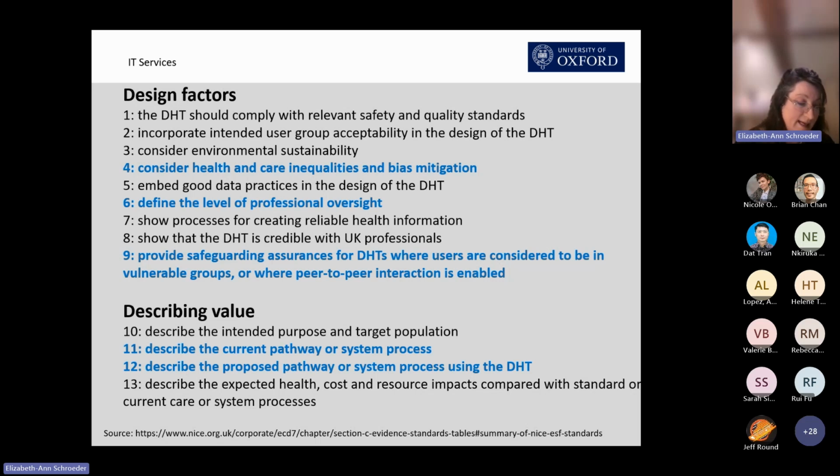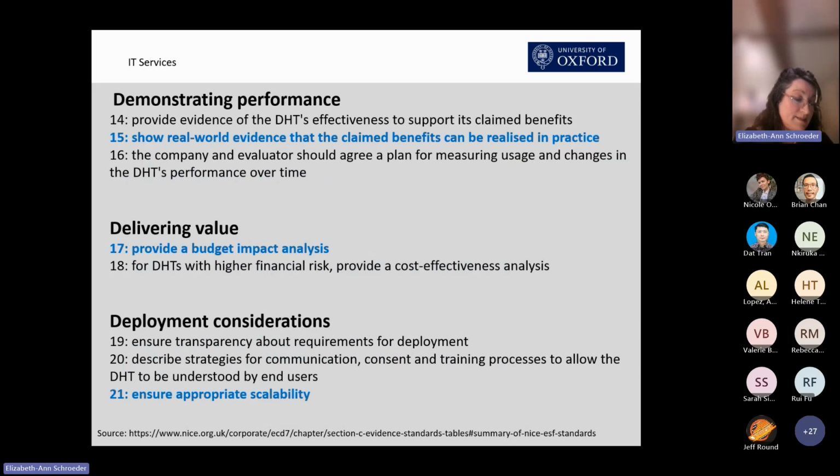They're interesting, but I've highlighted some that are perhaps less obvious, including acceptability and usability aspects that speak to equity or vulnerability in subpopulations. Certainly, there is a strong directive for describing explicit and transparent value offered by the DHI system or process. There must be demonstrable performance, including the presentation of real-world evidence to show how DHI benefits can be realized. Value for money requires both a financial budget impact assessment and a CEA, and deployment requires proof for scalability.